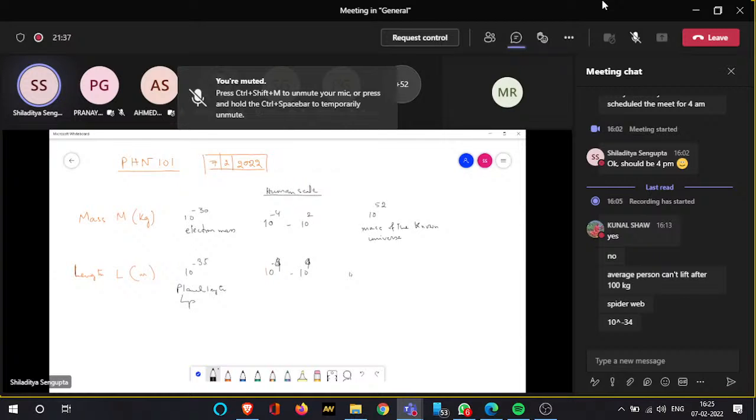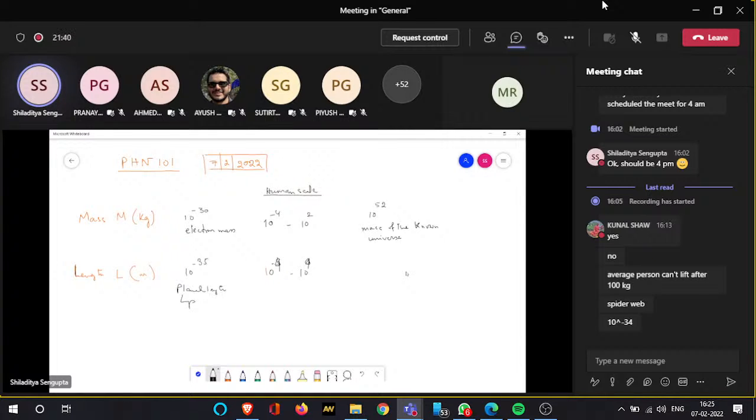And then on the other side, what is the largest length that you can think of? The length of the universe. Diameter of the observable universe, about 93 billion light years. So you can say that it is about the radius or size of the known universe.